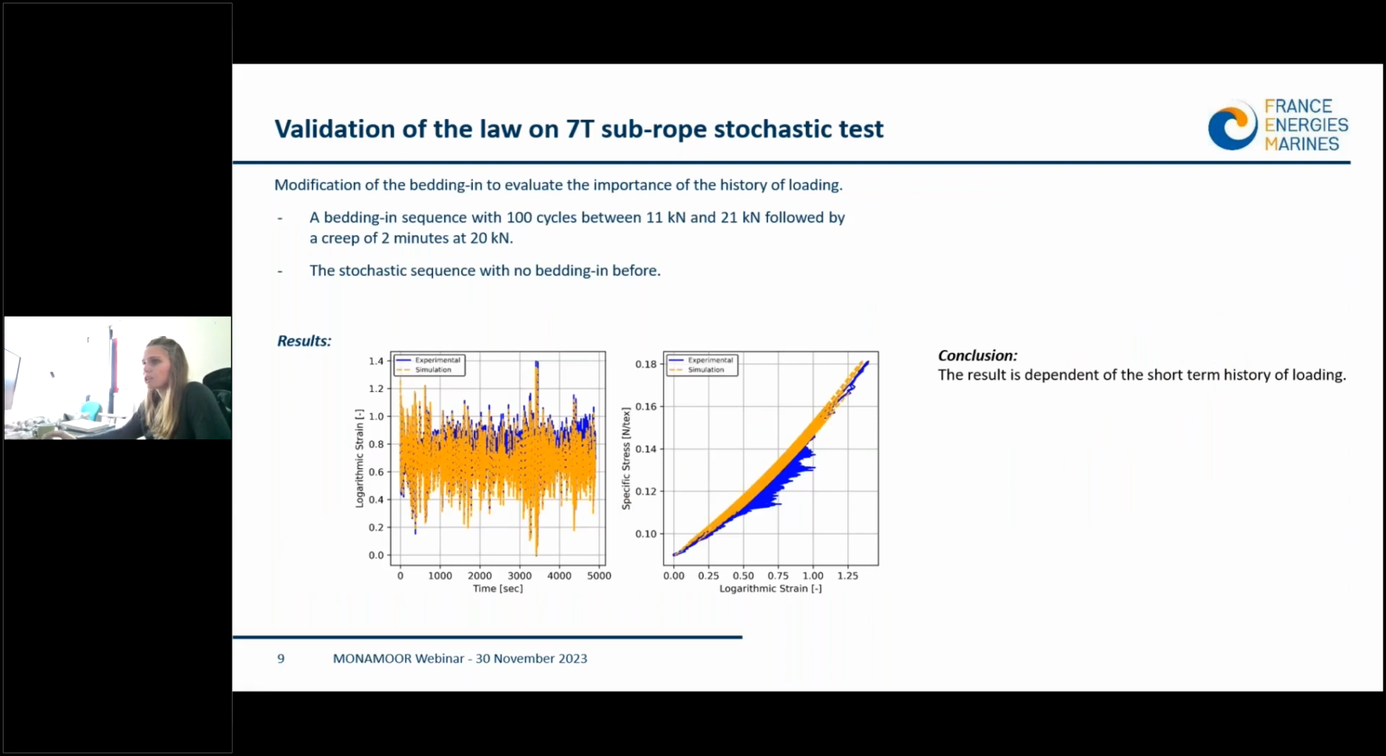And so we tried to change the simulation a bit with a different history of loading to see if we could get a closer prediction. And so here you can see that this time, when changing the history of loading before the stochastic sequence, the simulation is well predicting the experimental result with less creep, and again the dynamic stiffness is well represented by the law.